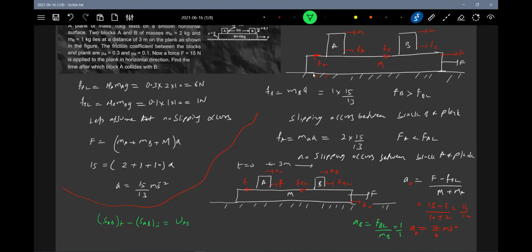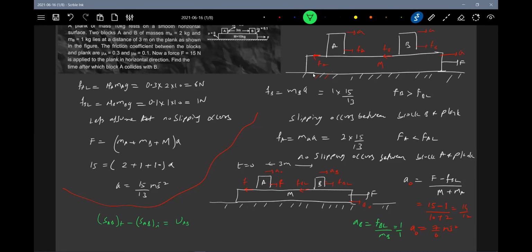I can take anything as reference. I take this as origin, 0. This will be plus 3. This is 0 because both are at rest. Then acceleration of A is A0, 7 by 6, positive. That of B is 1, positive. T square by 2. Solve for T, you'll get the required answer. 6 seconds. Yes.